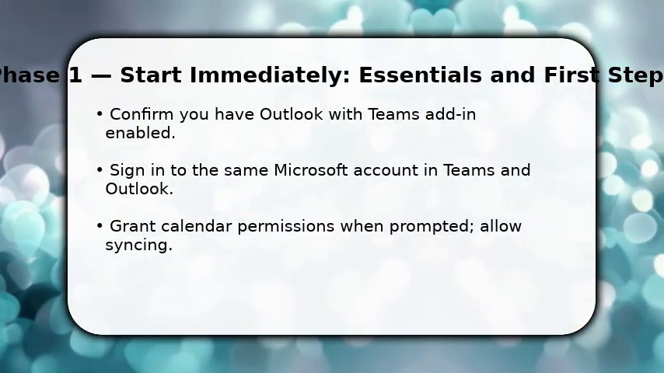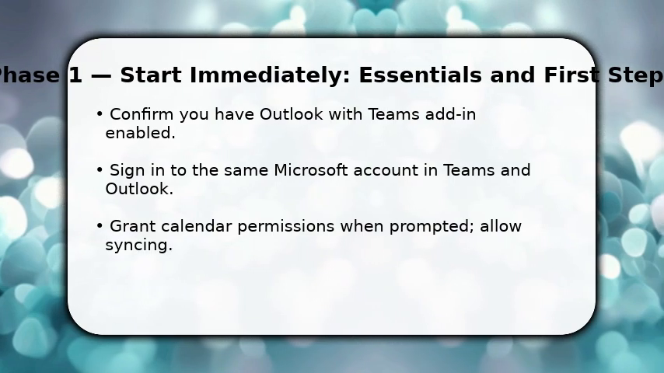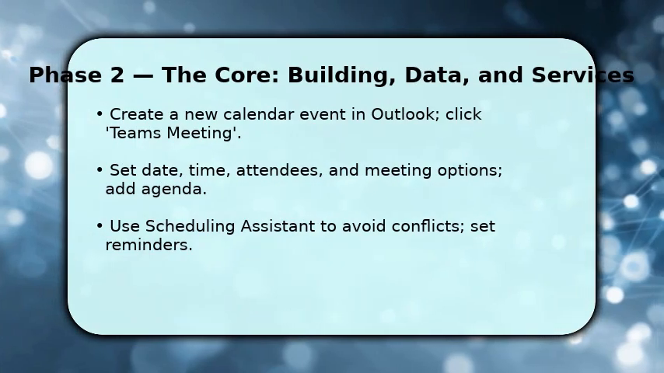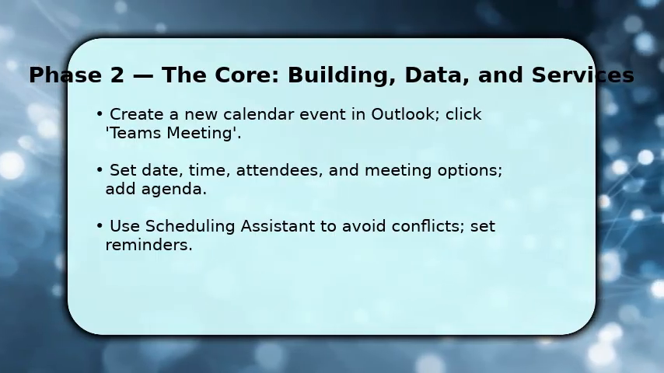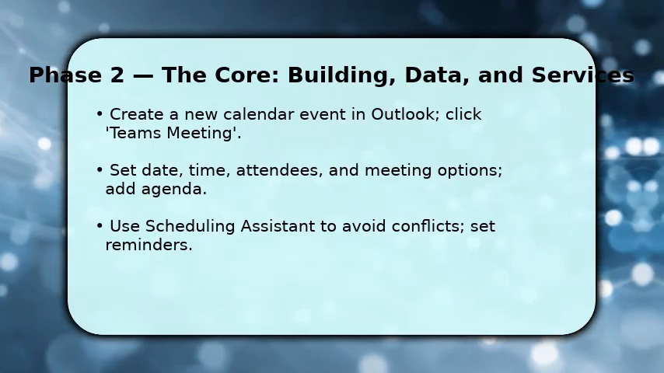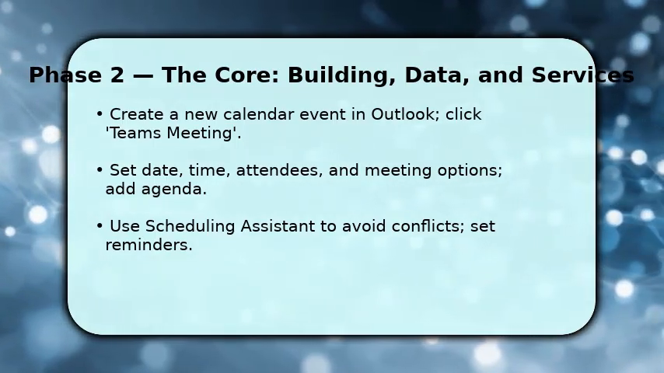This initial alignment prevents sync errors later and makes scheduling consistent across both apps, so your availability reflects correctly in meetings. You create the meeting directly in Outlook by composing a new calendar event and selecting Teams Meeting. That inserts the join link automatically. Then add attendees, a clear subject, and an agenda so people know why to join.